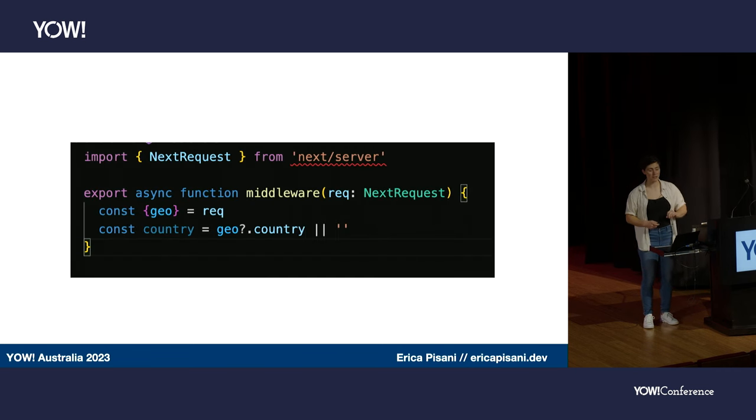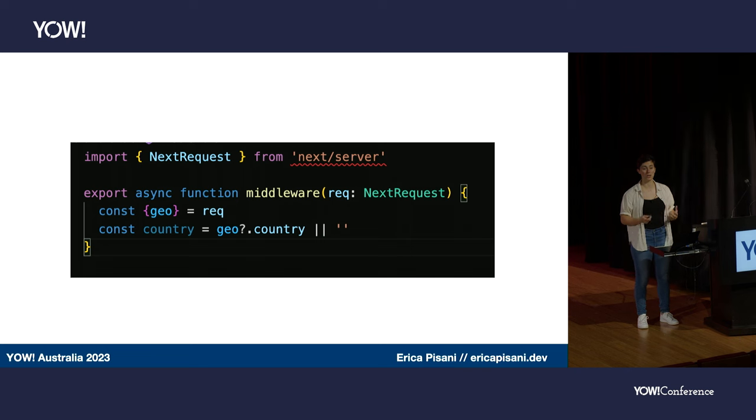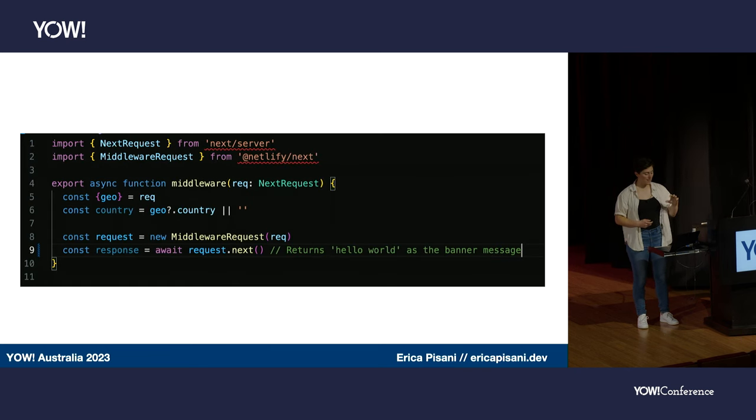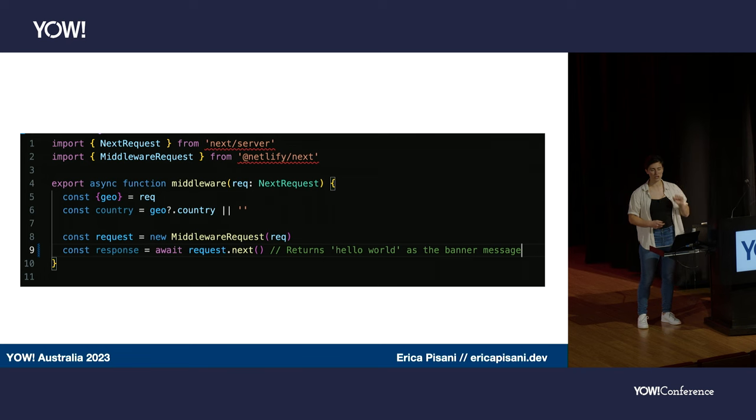So it starts off the same. The country's coming off the geo object, which is coming off the request. And then the next line after that, const request equals new middleware request. We're going to put a pin in that for just 1 second. That functionality is going to come into play very shortly. But I want to draw your attention to the line after that. Const response equals await request.next.